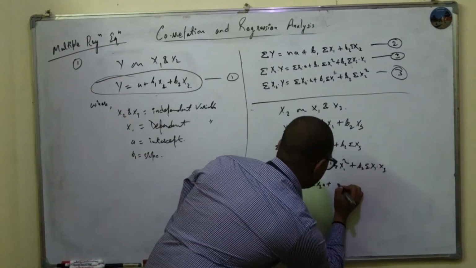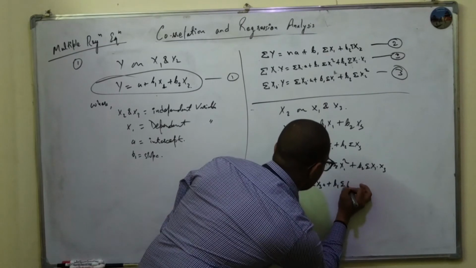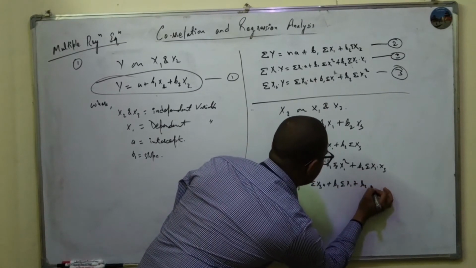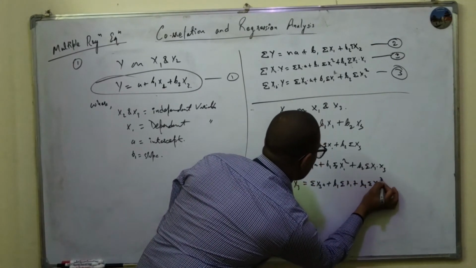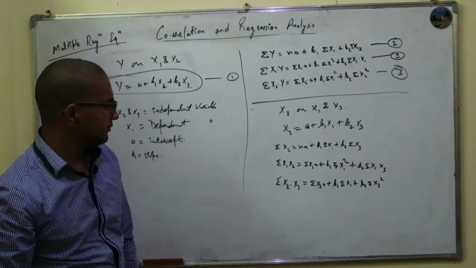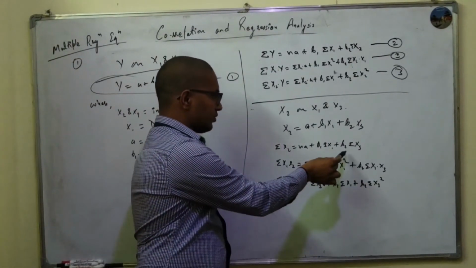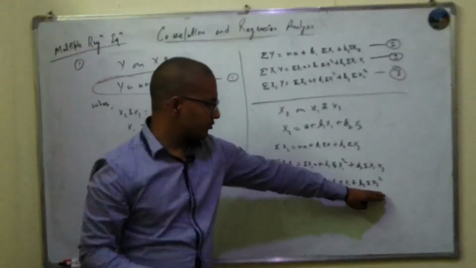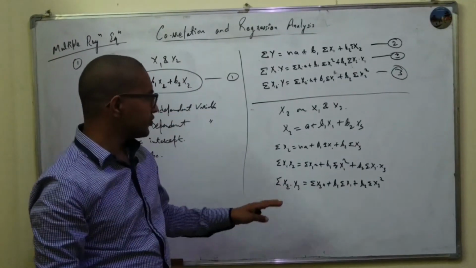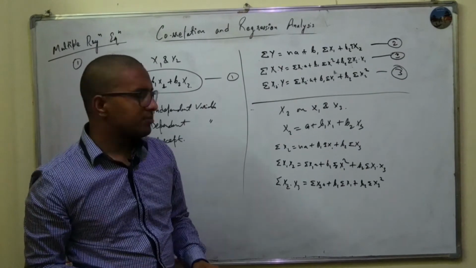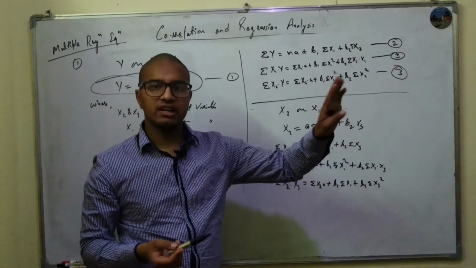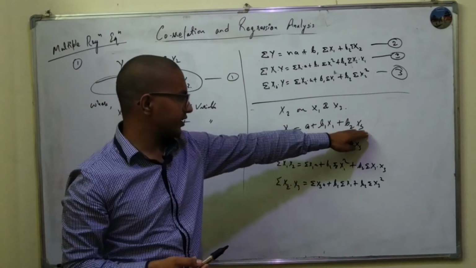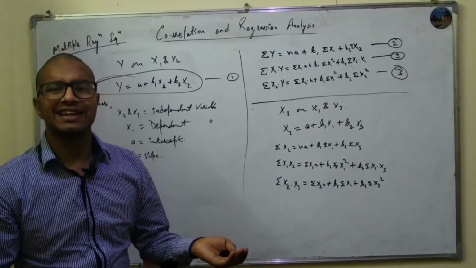x3 a plus b1 x1 plus b2 x3 square. Okay, so normally in the third equation, the square will be in the last. Always remember that we are multiplying by the independent variable, in the order. So that's a technique of remembering.